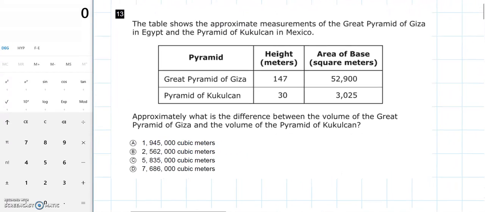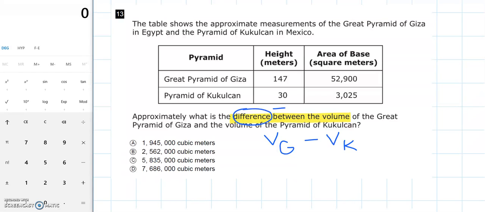We have number 13. So go ahead and read the question and I'll come back in just a second. Okay, so here the main part of this question is asking you for the difference between the volumes of the two pyramids. Now, when we're talking about the word difference, we know we're going to be subtracting. We're going to be subtracting the volume of the pyramid of Giza, which I'll call V of G, and then you're going to subtract the volume of the pyramid of Kukulkan. Now, you're not exactly sure which one is going to have the larger volume, but I'm just going to assume it's Giza for right now, and if that changes, I'm just going to switch which one I'm subtracting.